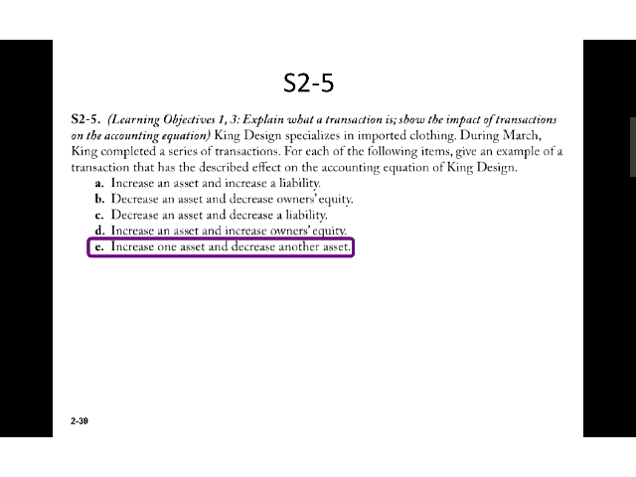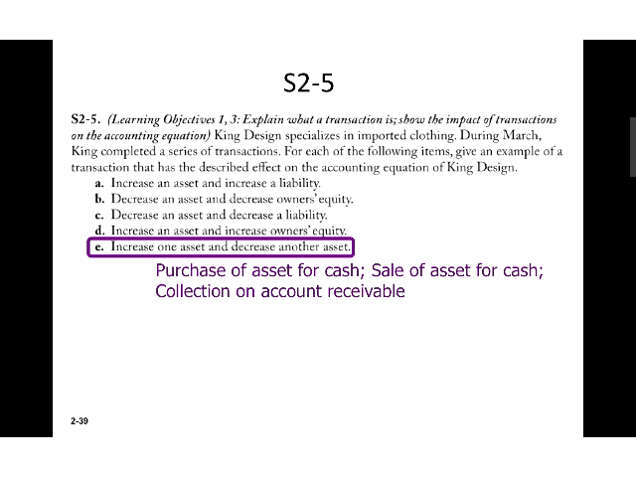Okay, and the last one, increase one asset and decrease another asset. So we're looking on our drop-down list for a transaction that has only assets in it. So this one should be fairly easy when you look at your list. If it affects anything else, it can't be it. Example, purchase of asset for cash. We bought land for cash.